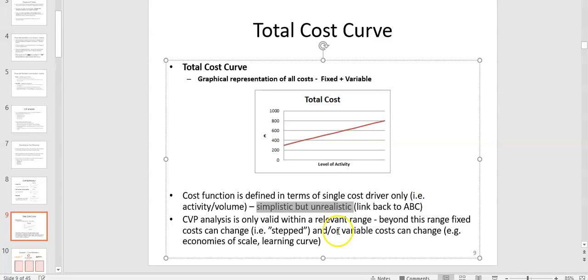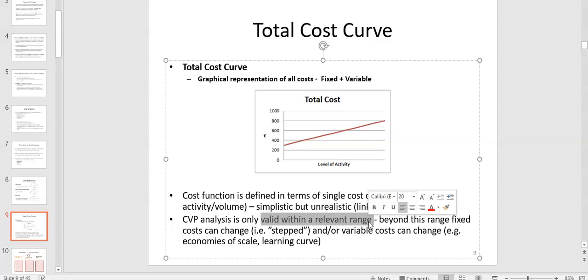Right? And generally, CVP is only valid within a certain range. When you go outside that volume range, so when you go to extreme levels of activity or unusual ones for your business, that can change. Variable costs can change because you might have economies of scale. Fixed costs can change because you might have a step fixed cost. If you go to a certain level of activity, you might have to hire a new warehouse, which increases the rent.